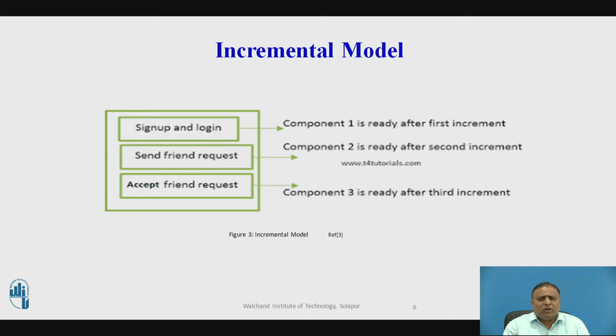Then we move to the second increment, that is send friend request. For this component, again we take the review from the customer in the design and in the coding of send friend request. And when component 2 is ready, the second increment is complete. Likewise, accept friend request is the third module, and after finishing the designing and coding of this GUI work, component 3 is ready for the third increment. So after finishing sign up and login, we move to send friend request, then after finishing send friend request, we move to accept friend request.